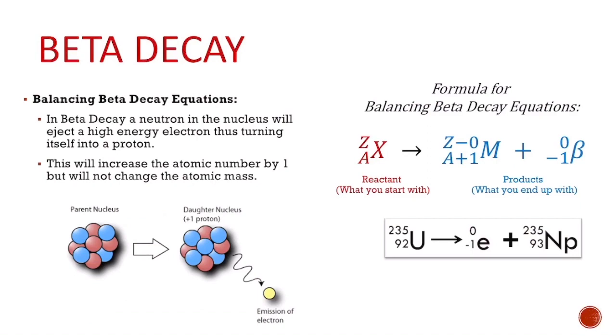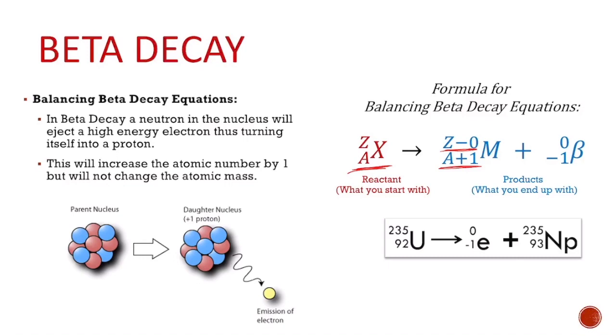All right. And so now let's talk about balancing beta decay equations. And so remember, in beta decay, we have that neutron in the nucleus that's ejecting a high energy electron, turning itself into a proton. And so when this happens, we're going to see an increase in the atomic number by 1 because one of our neutrons is turning itself into a proton. So now we have more protons. But the mass number is not going to change because we still have the same number of nucleons in that nucleus. So I've got my original element here. And the changes that are going to take place are I'm going to add 1 to my atomic number, but I'm not going to change my mass number. It's going to stay the same.